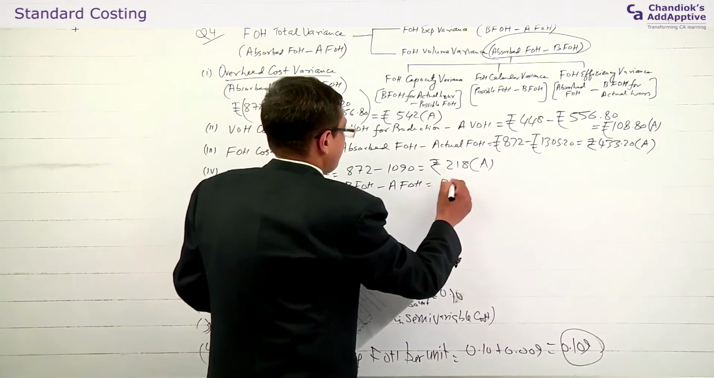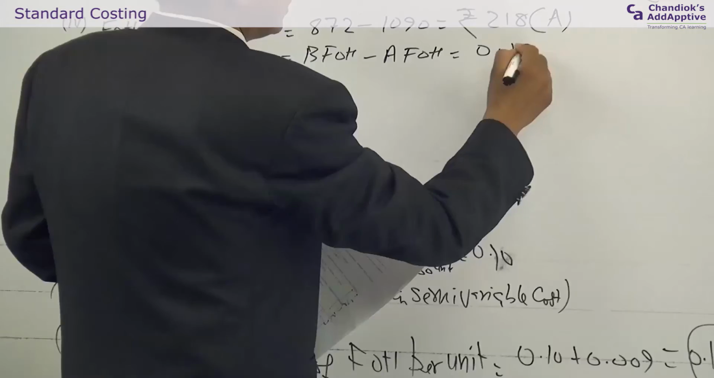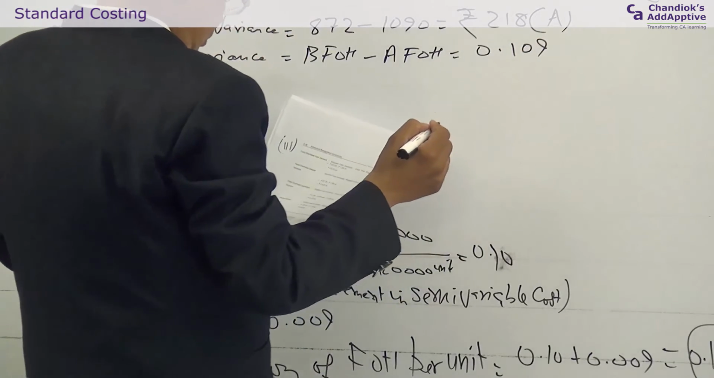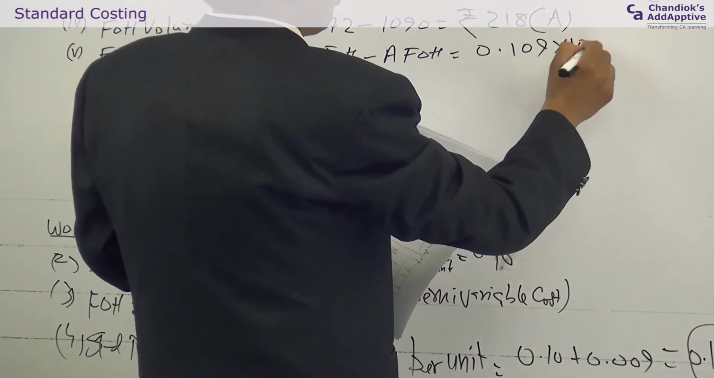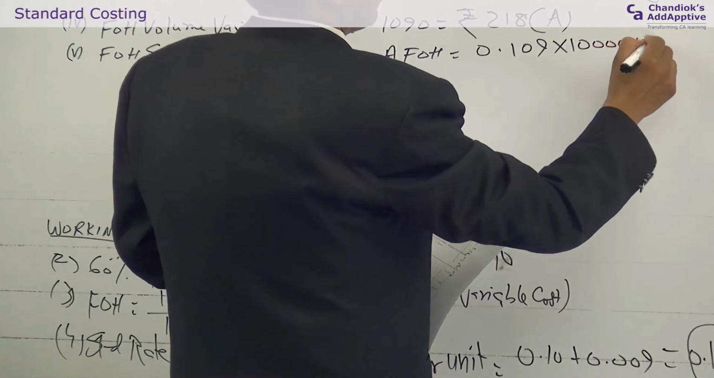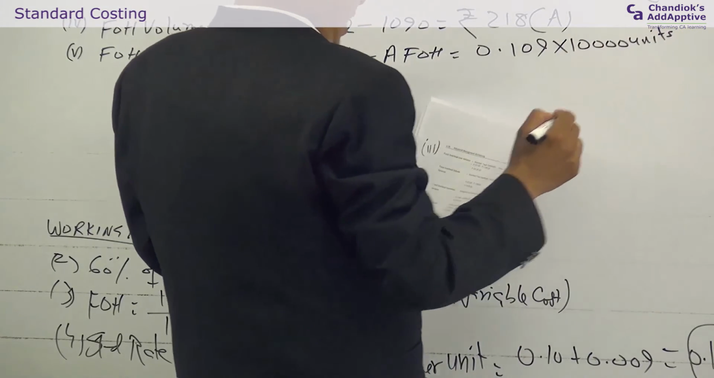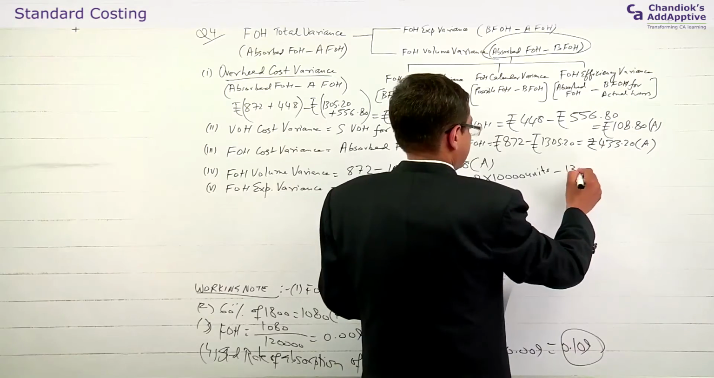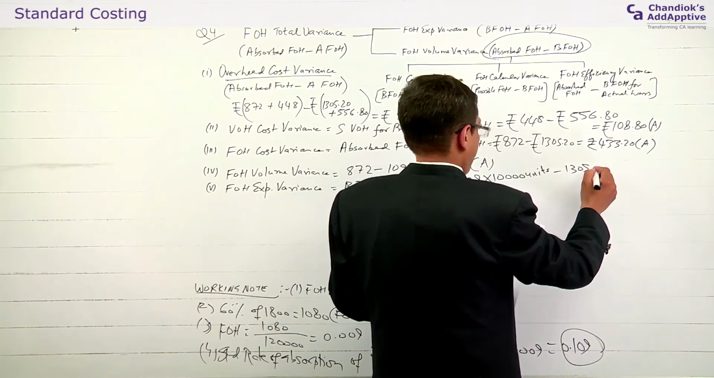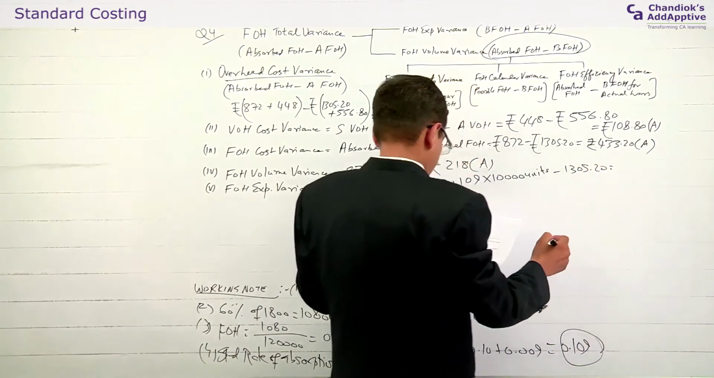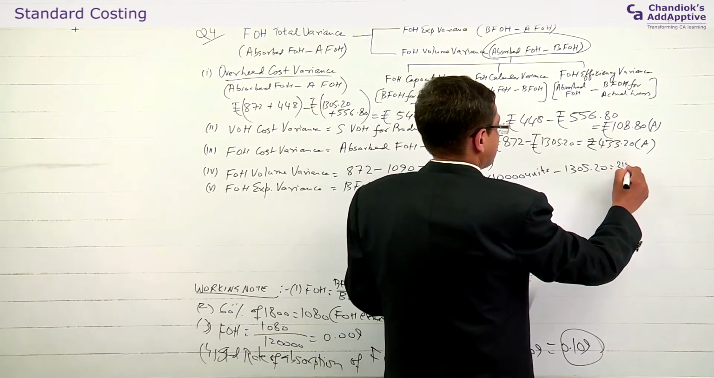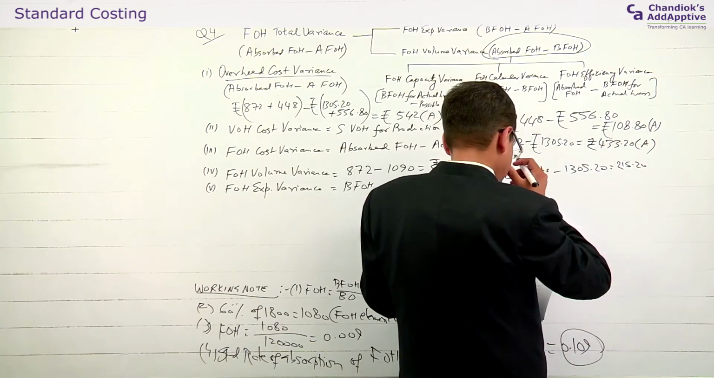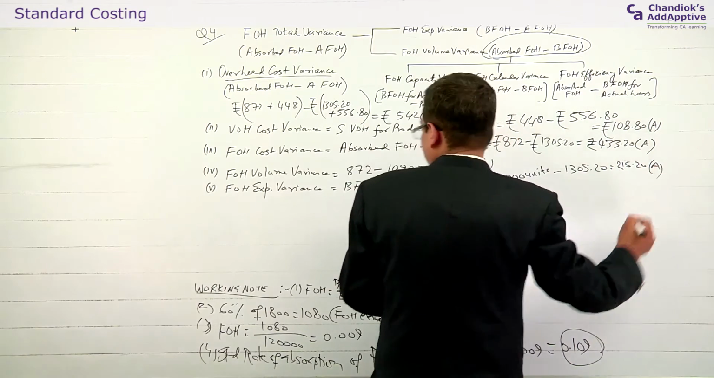So, 0.109 multiplied by 10,000 units minus 1305.20. If you solve, this is 215.20 adverse.